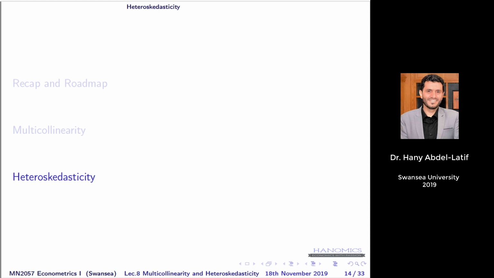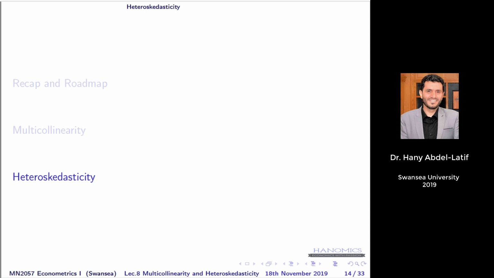Okay, guys, let's start. So in the first half of the lecture, we covered multicollinearity. We explained what multicollinearity means, and that this is assumption 6. We made a number of assumptions about our regression, and one of them was assumption 6, which states that there's no perfect linear relationship among the regressors.